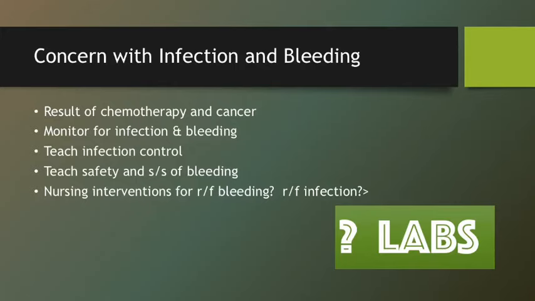Concern with infection and bleeding. Which labs would you want to monitor if you were concerned about your patient's risk for infection and bleeding? White blood cell count with a diff, right? What else? Platelets? PT, PTT? Bleeding times? All that kind of stuff, right?